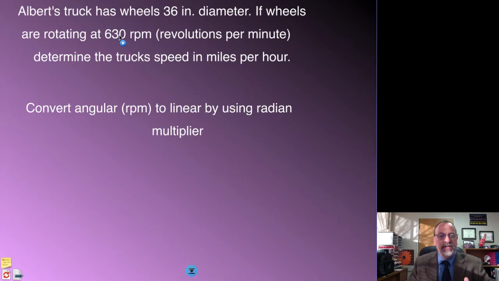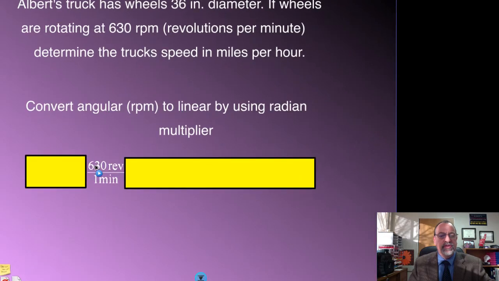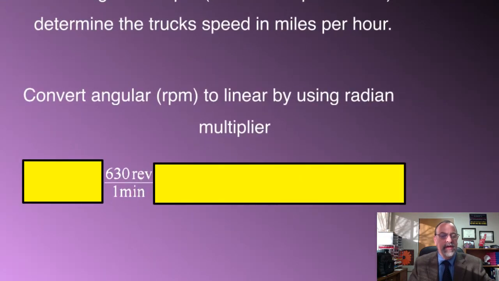So I take 630 revolutions per minute and I set it up as a fraction, 630 revolutions per minute. And the way I think about this is, first I'll do the numerator and convert it, and then I'll do the denominator and convert it, or vice versa, it doesn't matter.